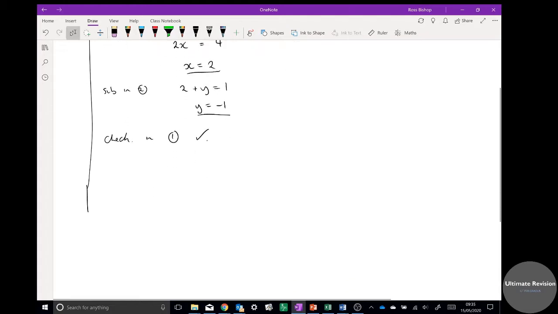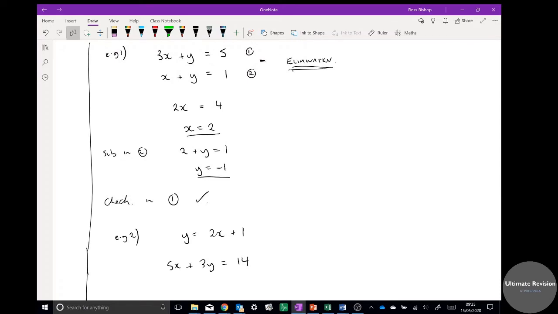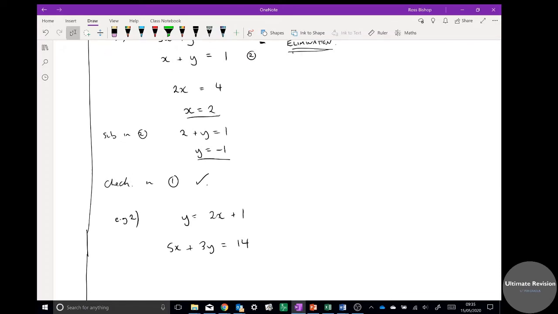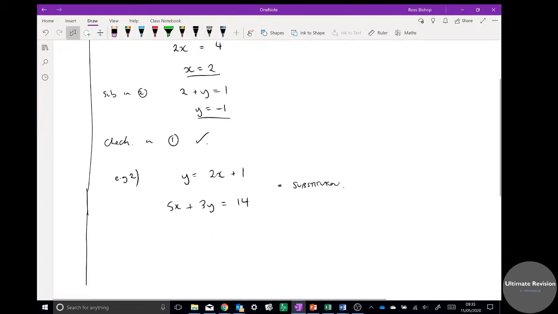Okay, example 2. This is another linear type, two linear simultaneous equations. So we've got y equals 2x plus 1 and 5x plus 3y equals 14. Okay, so we're solving this. You see this is written in a slightly different form. I could rearrange it and then do elimination. But in this case, because y is already equal to something, what I'm going to go for here is a substitution method.